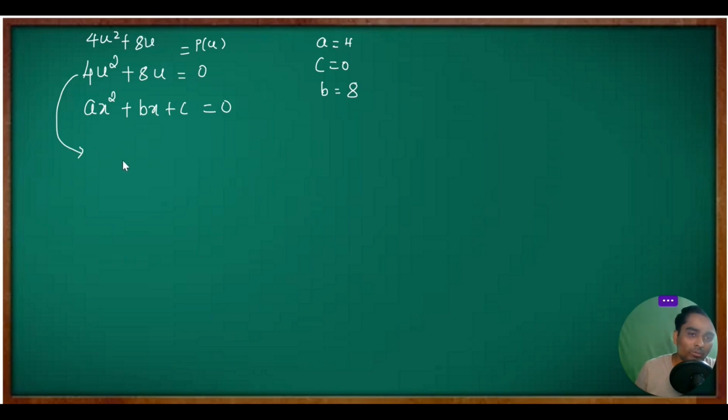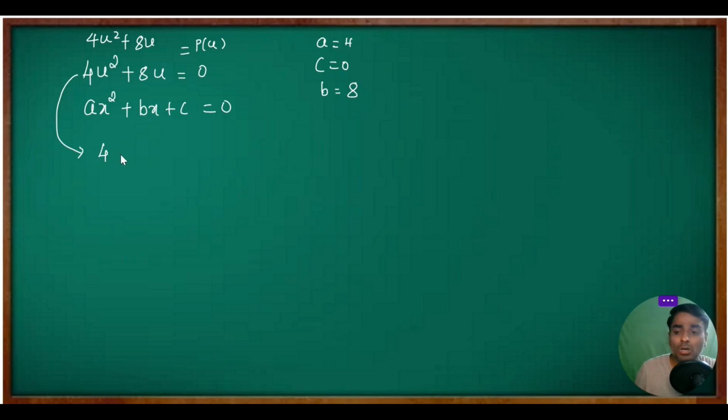4u square plus 8u, you can see. Now how will you factorize this? No need to find factors and all because the last term is not there. Simply take the common thing. What is common? 4 and 8. 4 and 8 both come in the fourth table. 8 comes in the fourth table, no? 4 comes in the eighth table? No. 8 comes in the fourth table.